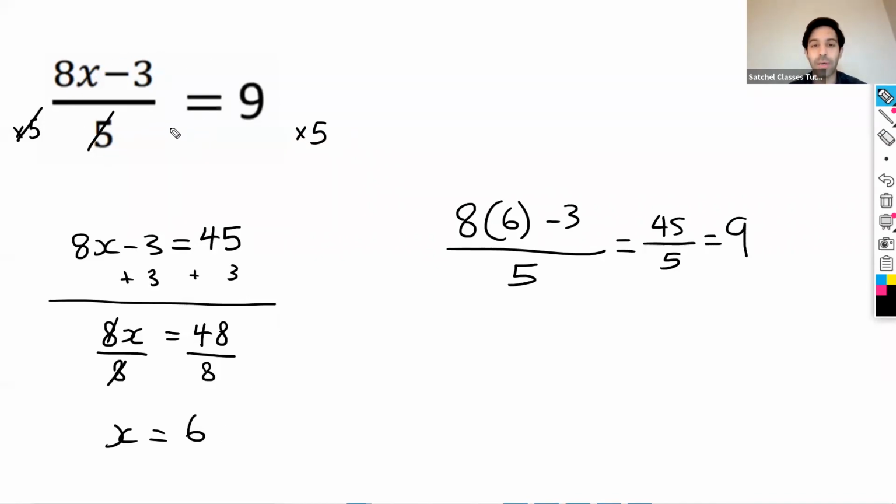So the key takeaway here is to understand what we mean by inverse operations. And when solving equations, you need to apply the inverse operations to isolate x, to get rid of all the operations that are happening to x. And therefore, you'd be able to solve the equation.